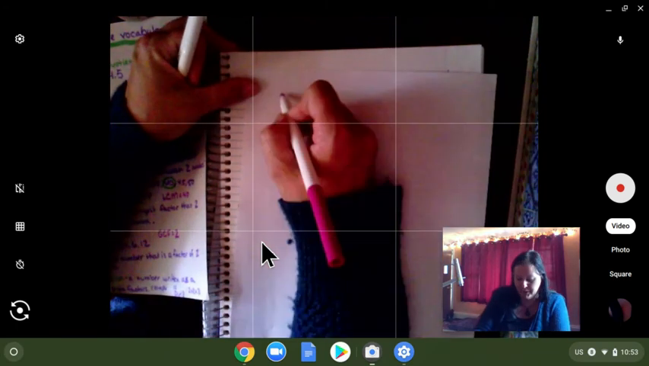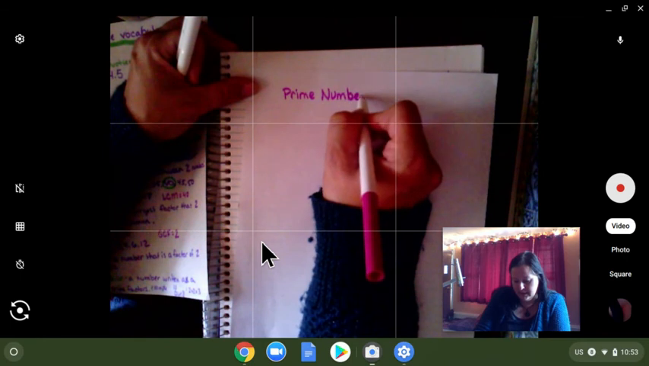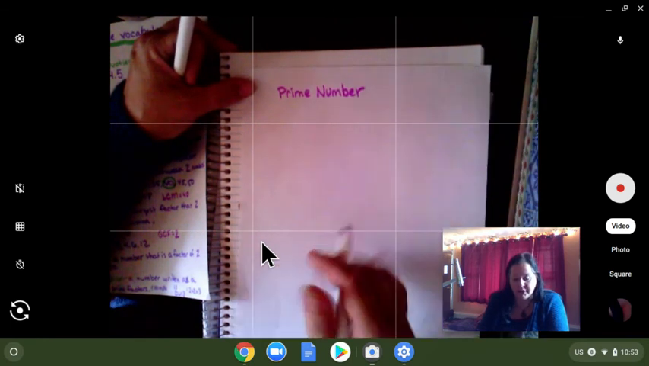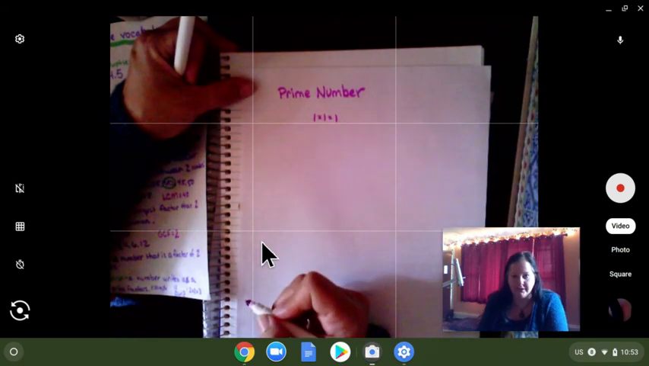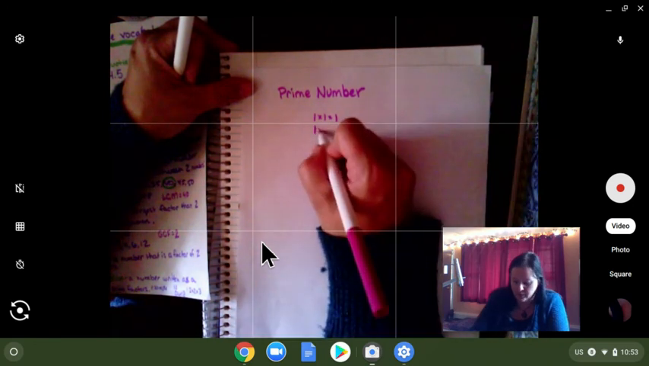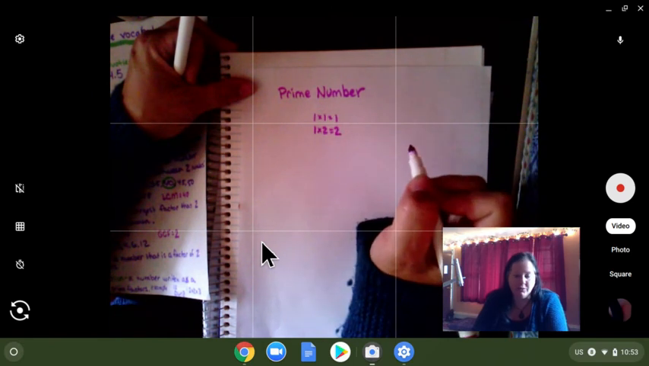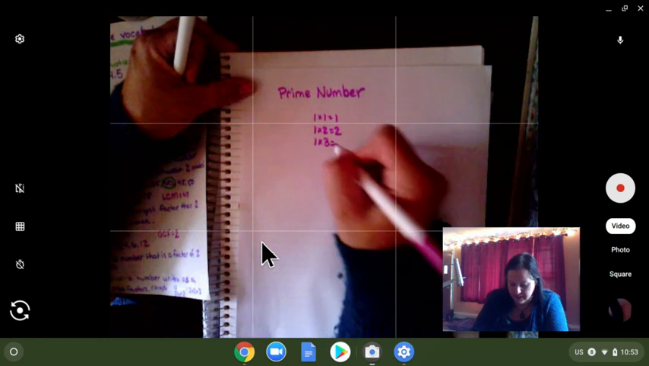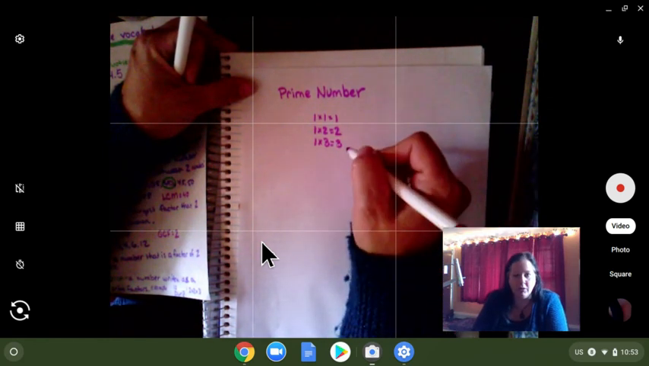A prime number is a number that only has 1 and itself as a factor. So for example, 1 times 1 equals 1. That is a prime number because 1 and itself is its only factors. We have 1 times 2. The only multiplication fact that makes 2 is 1 times 2. Then we have 3, 1 times 3. The only multiplication fact that makes 3 is 1 times 3. So these are all prime numbers.